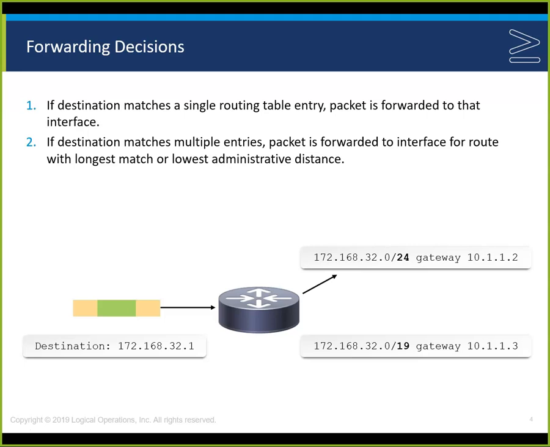The longest match means the route that has the most ones in the subnet mask, the one with the longest prefix. What I like to call the more specific route. So it's going to take the more specific, and down here we have this /24 and /19. It's going to take the /24 because it is a more precise definition of where we're going. The /19, more, I guess, networks could be involved in it. So the one with the longest match, the lowest administrative distance.